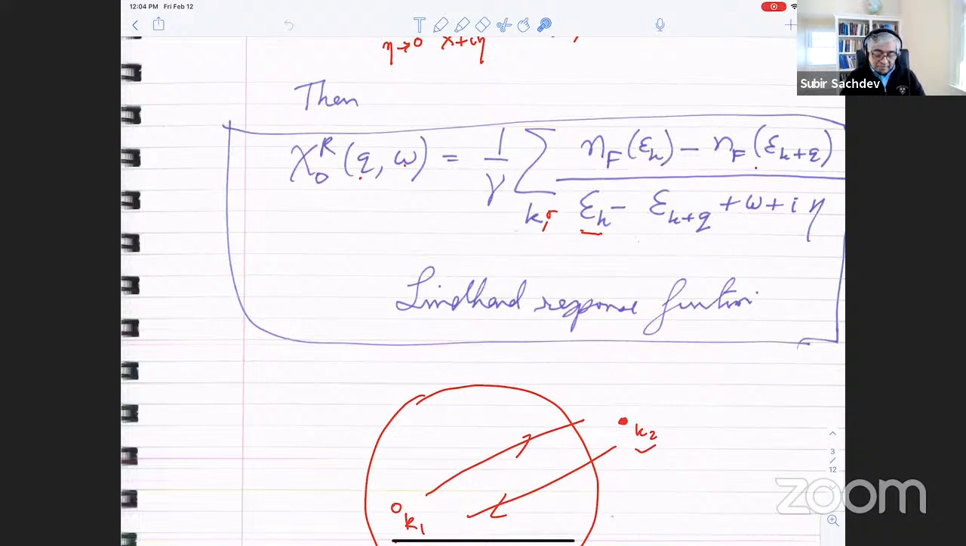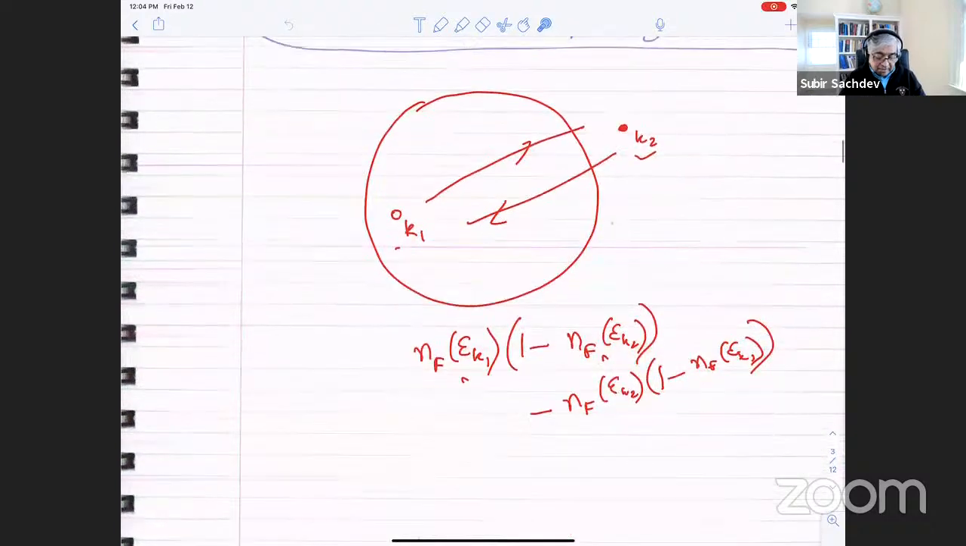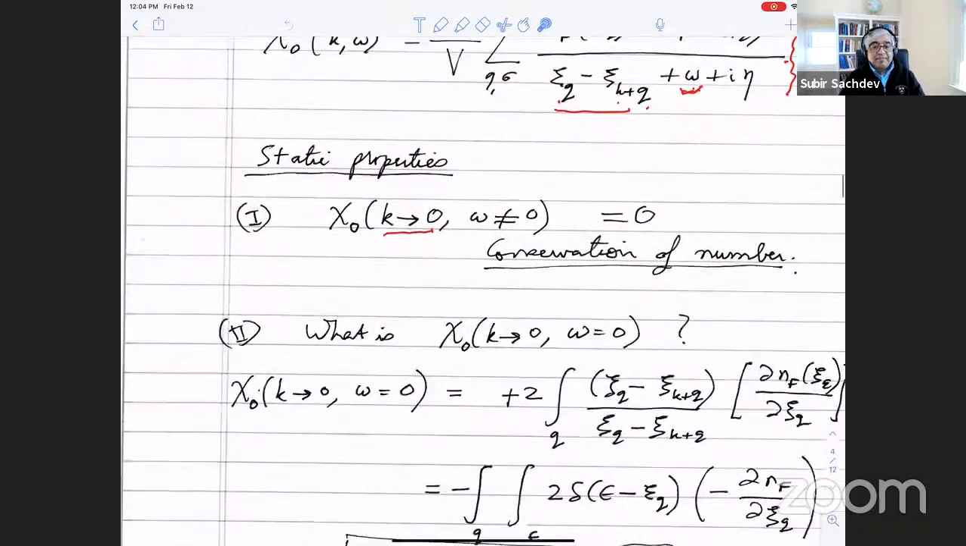In fact, this integral can be evaluated mostly exactly at zero temperature, in very complicated looking formulas that you can find in many textbooks. I'm just going to emphasize some interesting limiting features of this function. So what were some of the interesting properties?